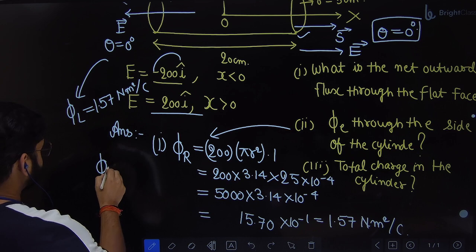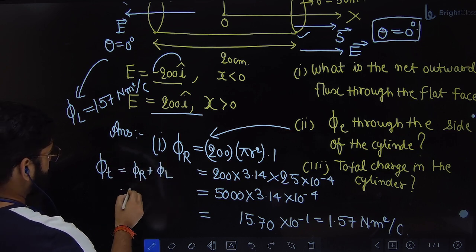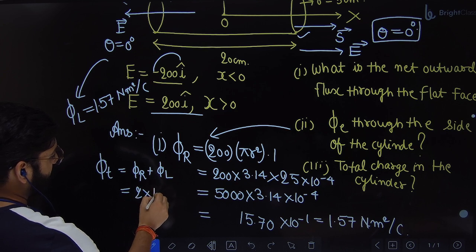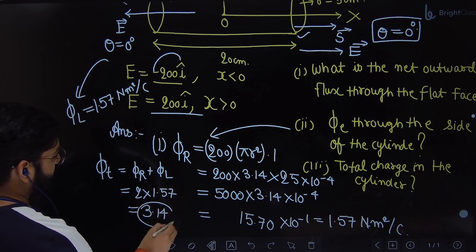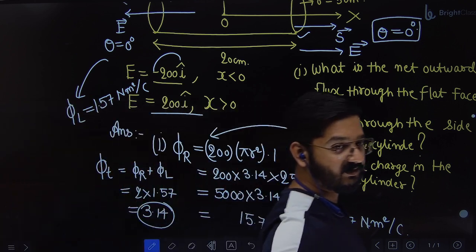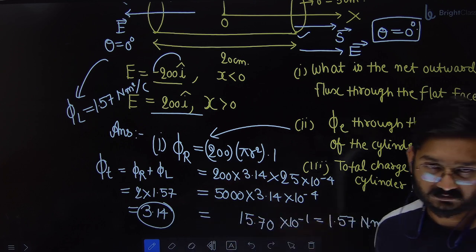So what is the total flux? Left plus right. So left plus right, 2 into 1.57. What is the answer? 3.14. If you solve an MCQ, there may be an option pi in the options. The answer is pi, 3.14.